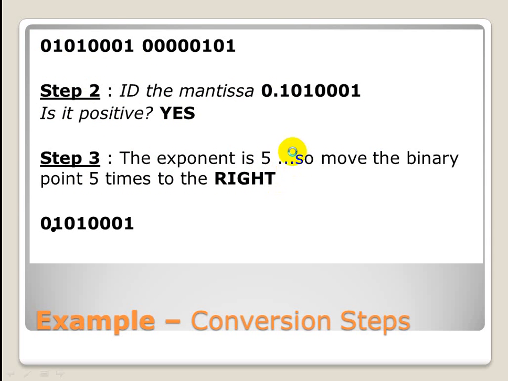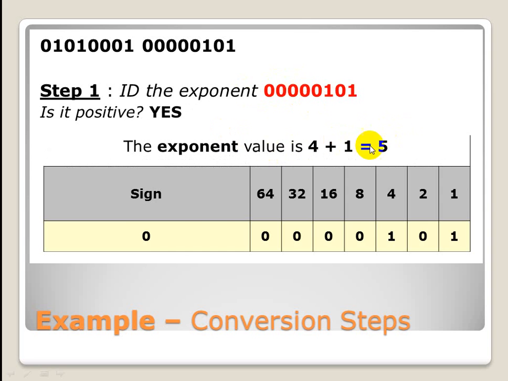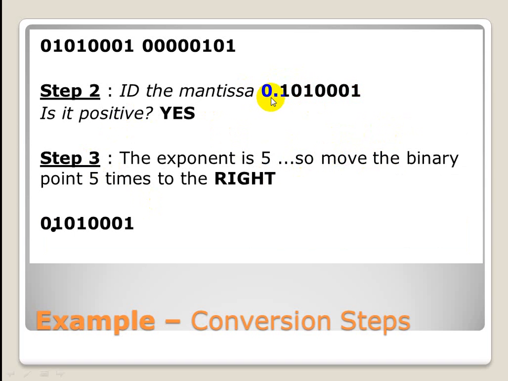Now, step 3, the exponent is 5, so move the binary point 5 times to the right. Remember our exponent, there it is, was 5. So we're going to move the point 1, 2, 3, 4, 5 to the right. And I've animated that for you. There we go. The animation didn't work quite right. The point should be there. Drats. Anyway, yeah, that's better. Although it's dropped out of there. Anyway, so this is our conversion steps. We're up to step 3.